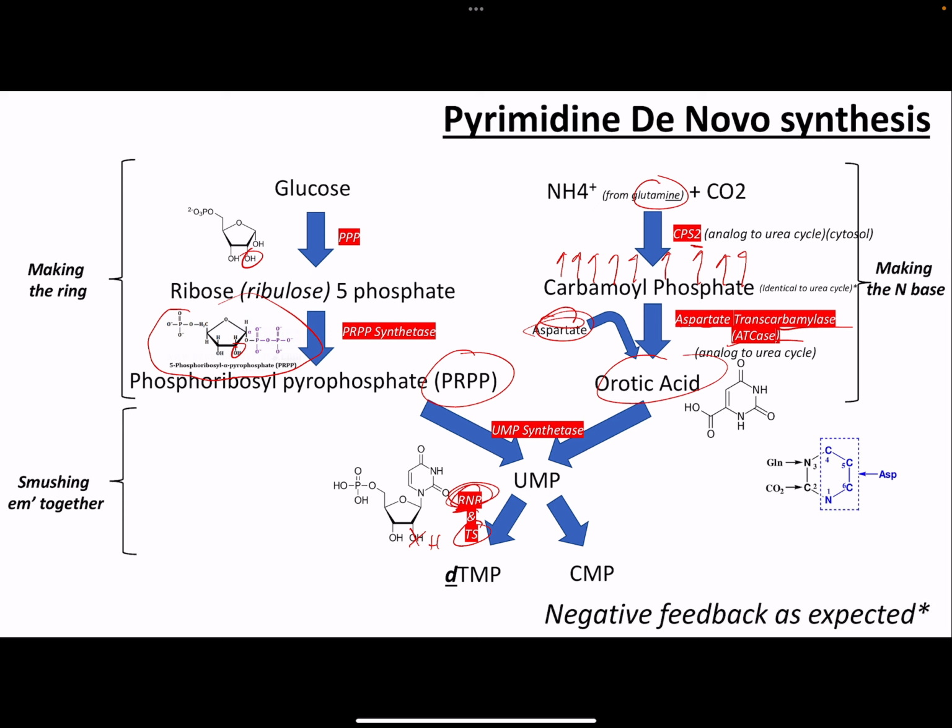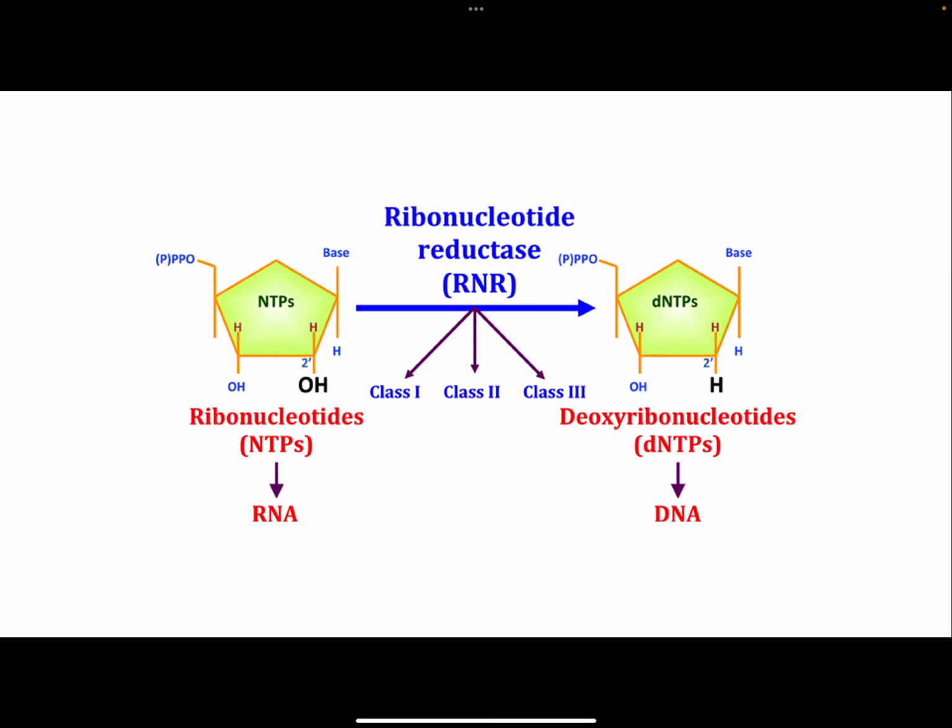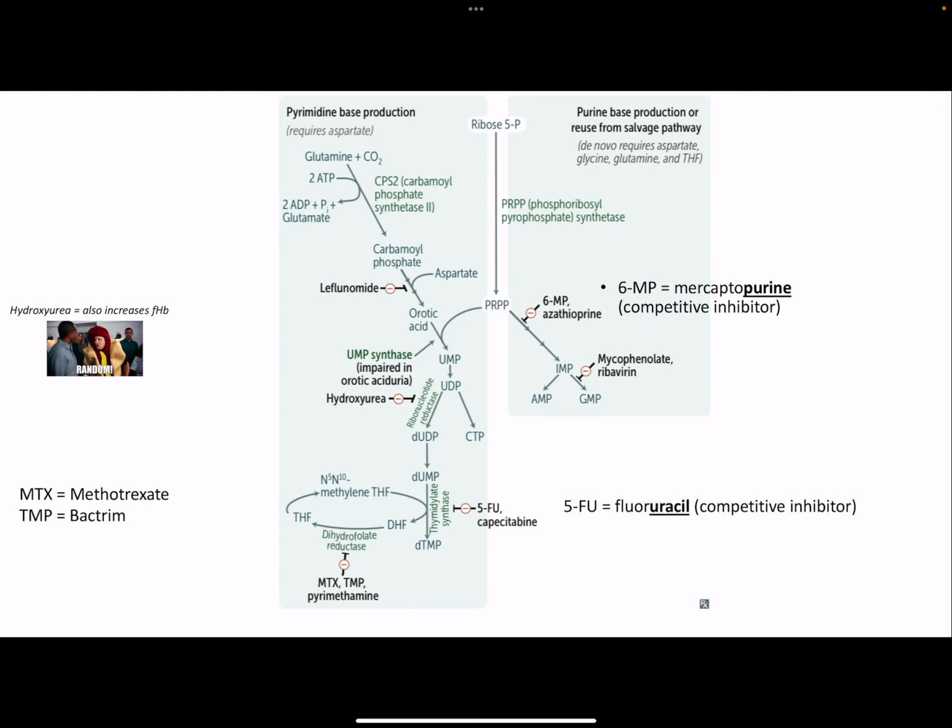Negative feedback as expected, right? The downstream things inhibit the previous steps. We saw this for uracil making thymine, but it's going to happen any time we want to make an RNA nucleotide into a DNA nucleotide. We have this, and then we reduce it by adding a hydride. Negative feedback as expected, right? If you have enough dNTP, it's going to come back and inhibit this.